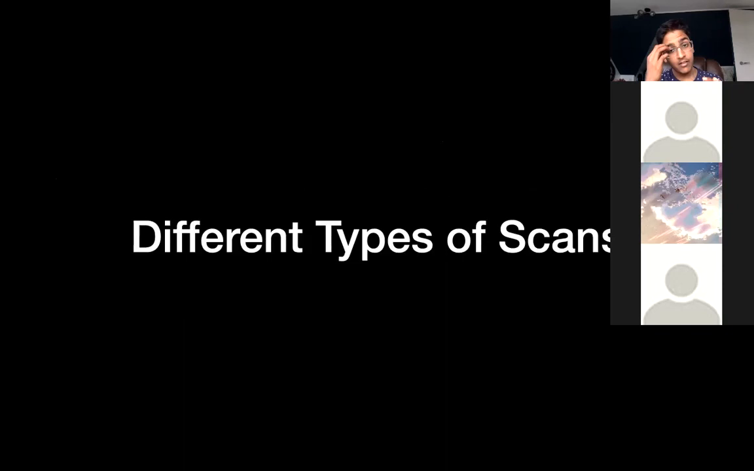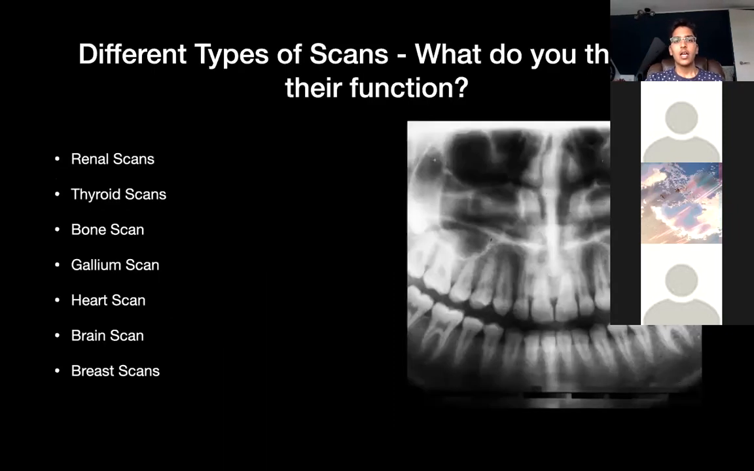So now we're going to look at a greater variety of scans that can happen. What do you think the functions of these scans are? So you can look at the names. Some of them might be difficult. Some of them might be easier. For example, you can see renal and thyroid scans. It's quite easy to see exactly what those scans might do. Can anyone guess what the others might do? Any ideas? So let's start with renal scans. What might the function of a renal scan be?